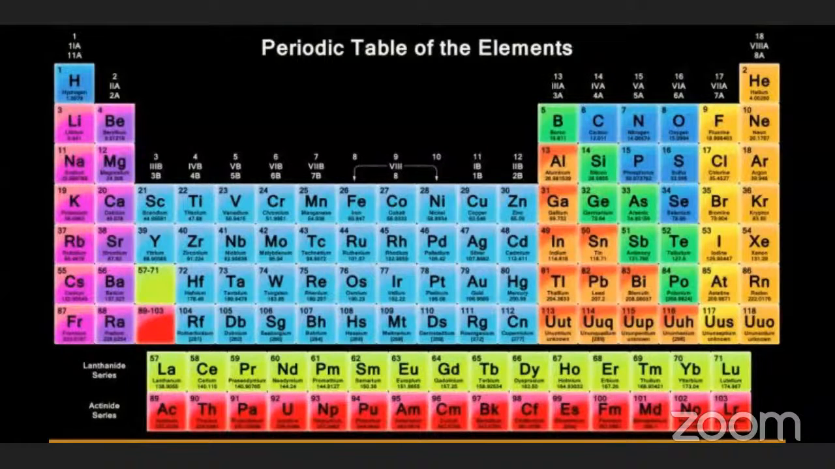Those 117 elements are arranged in which manner? They are arranged in periods, the vertical and the horizontal columns. Got it or not? Vertical and horizontal columns. This is what is called the modern periodic table.